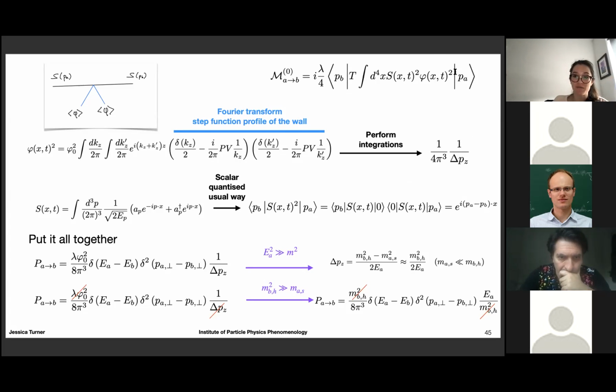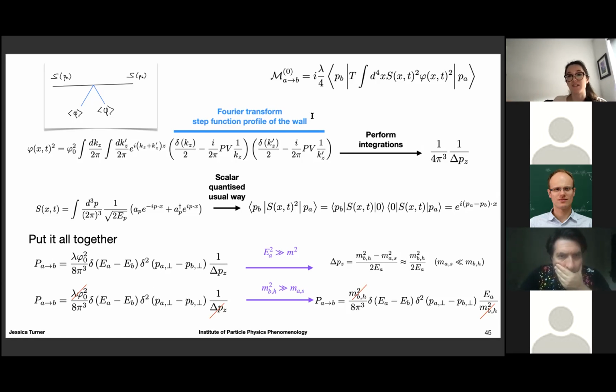So that takes care of this phi squared, but we still have our s. Our s is just the usual scalar quantized in the normal way, and that corresponds to some phase of 4 momentum times x. If we put this together, what we find is the probability for A to transition to B is simply given by this.